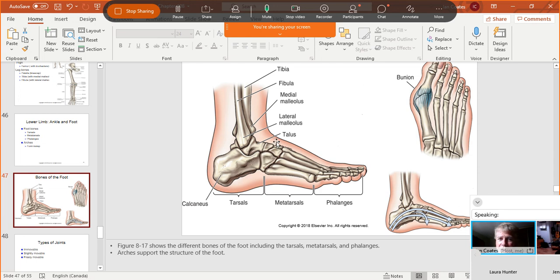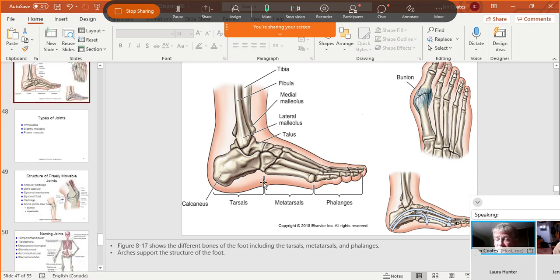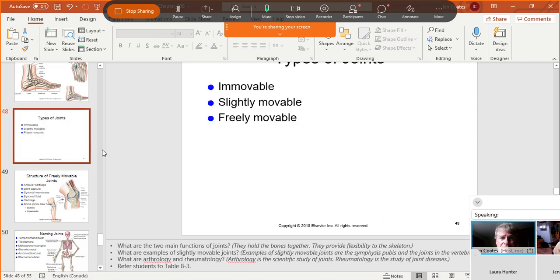Very good. I'm not going into any of these. There are some weird ones in the ankle and the wrist. I'm not even going there, so don't worry about it. I'm looking for these ones right here. Types of joints: there are immovable joints, slightly movable joints, and freely movable joints.